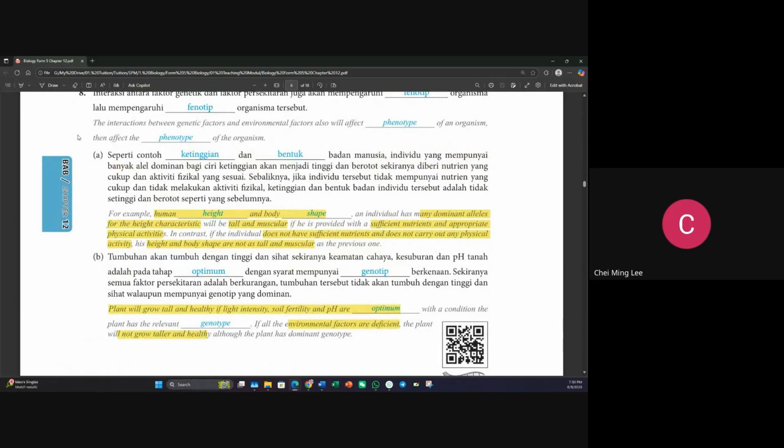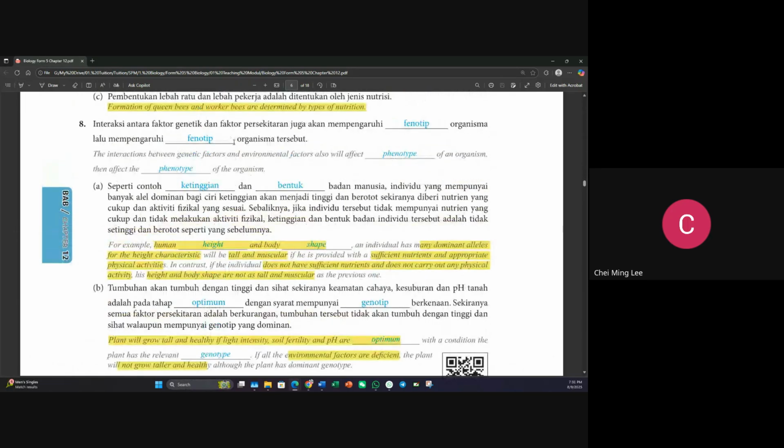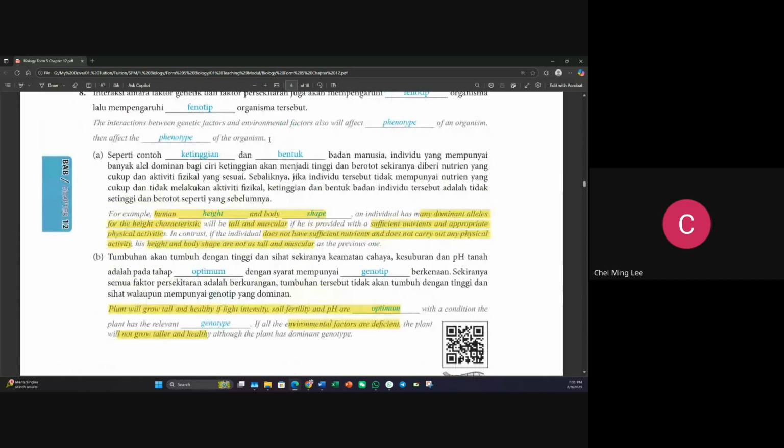So the interaction between the genetic factor and environmental factor also will affect the phenotype of an organism. For example, human height and body shape. So the individual who has many dominant alleles for the height characteristic will be tall and muscular if he is provided with sufficient nutrients and appropriate physical activity. In contrast, if he does not have sufficient nutrients and does not carry out any physical activity, the height and body shape are not as tall and muscular as the previous one. Okay, he has the tall gene, but if the nutrition cannot follow up, 跟不上, then fail.